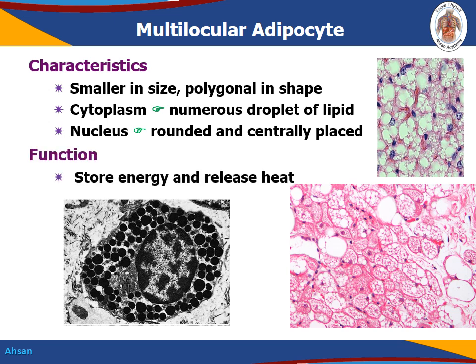It is responsible for storage of energy, and the second function of this is that it can release heat. That's why these types of fat cells are mostly visible in cold-blooded animals like snakes or toads. But in humans, at birth, we may get it by the side of the flank.